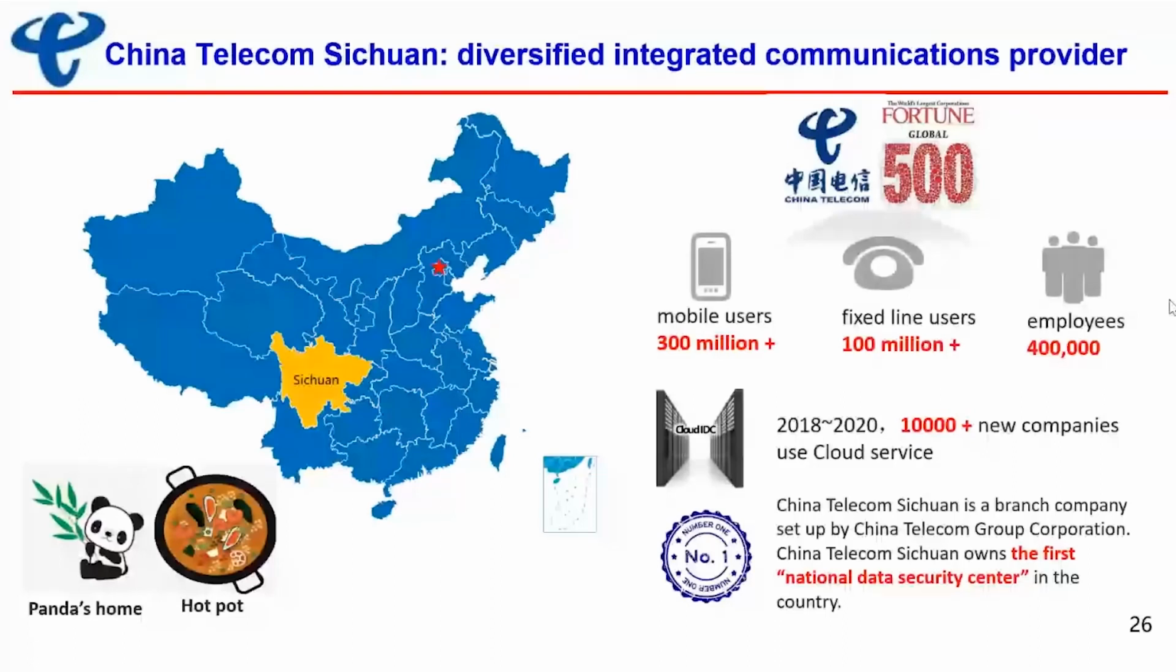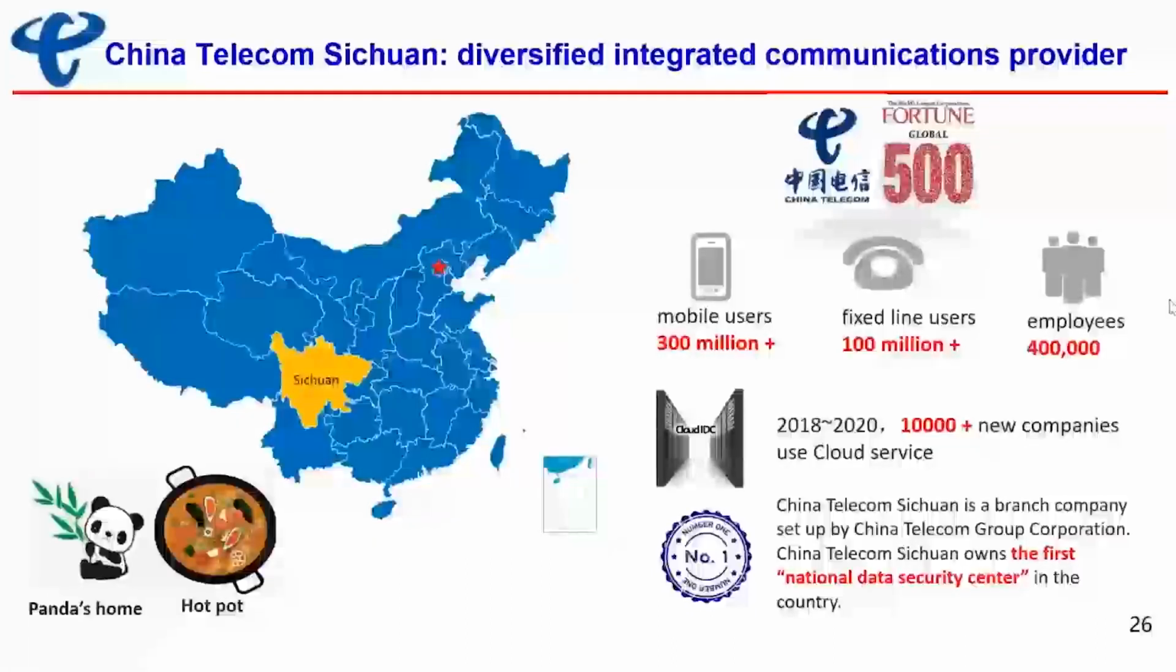China Telecom Sichuan is a branch company set up by China Telecom Group Corporation in Sichuan and undertakes general telecom service, public communications, and information service in the province. According to the plan of Sichuan province, from 2018 to 2020, more than 10,000 new enterprises will use cloud service.